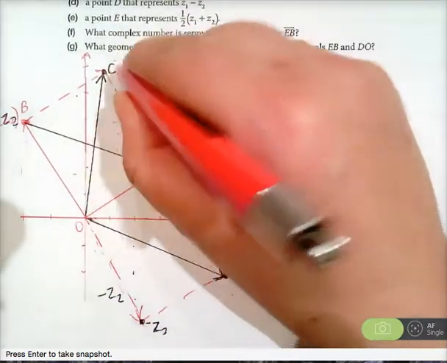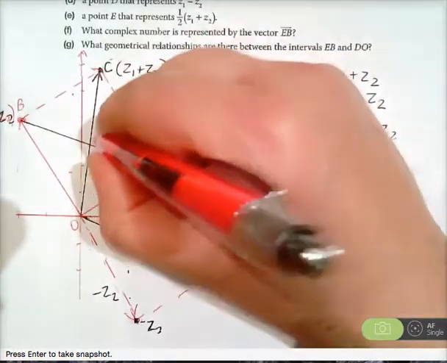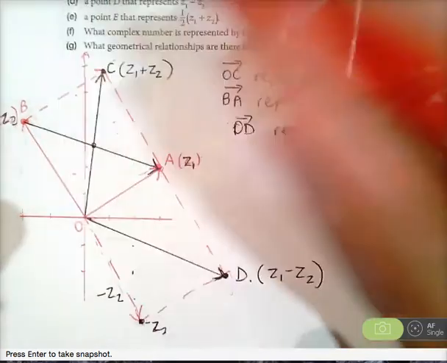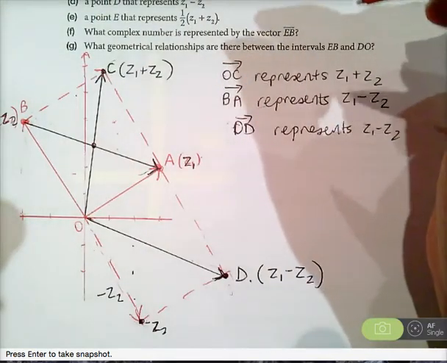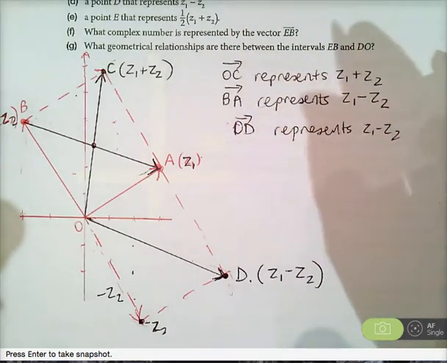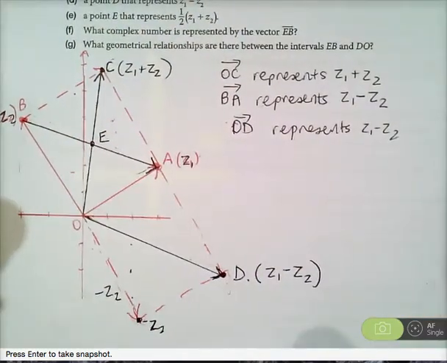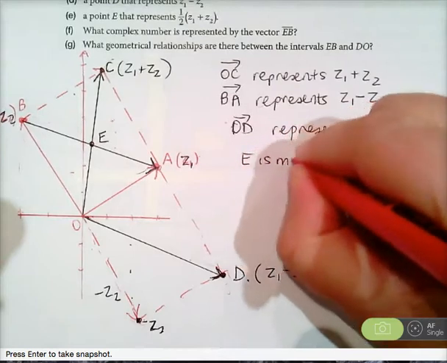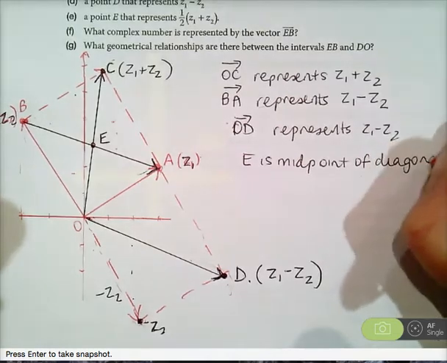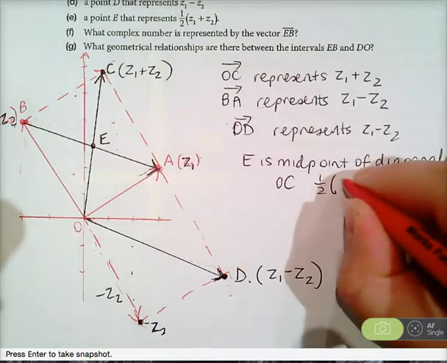So remember, halfway across, it's a parallelogram, and the diagonals of a parallelogram bisect each other. So the point E is here. It will be the intersection of the diagonals. So E is the midpoint of diagonal OC, because it's half of what OC represents, half of Z1 plus Z2. So that's point E there.